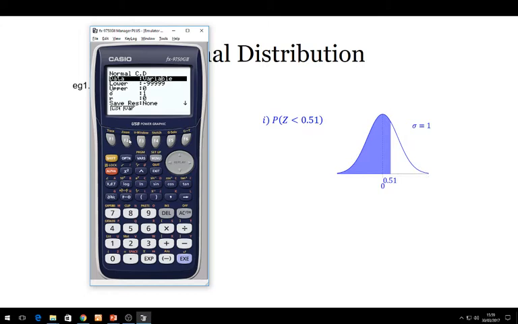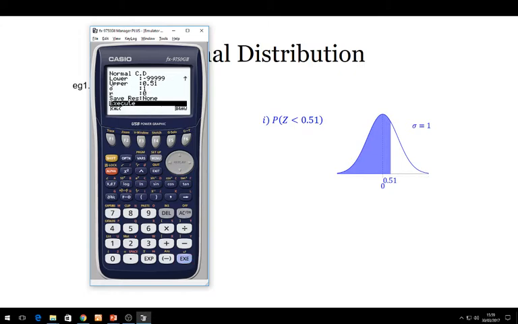Now, you should already have this set up from the previous video. If not, go back and have a look at that. So our lower limit needs to be negative, really big negative. So negative infinity, we can't quite put that in, but that will do. Our standard deviation needs to be set to 1, and our mean needs to be set to 0. Our upper limit is the only number we should ever need to change. So 0.51 in this case.